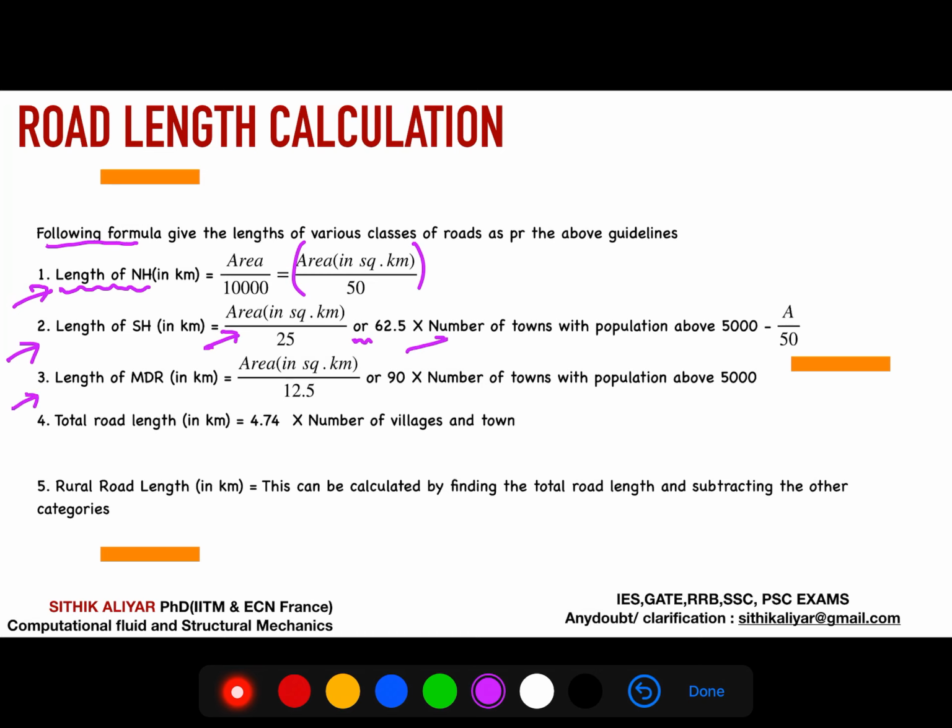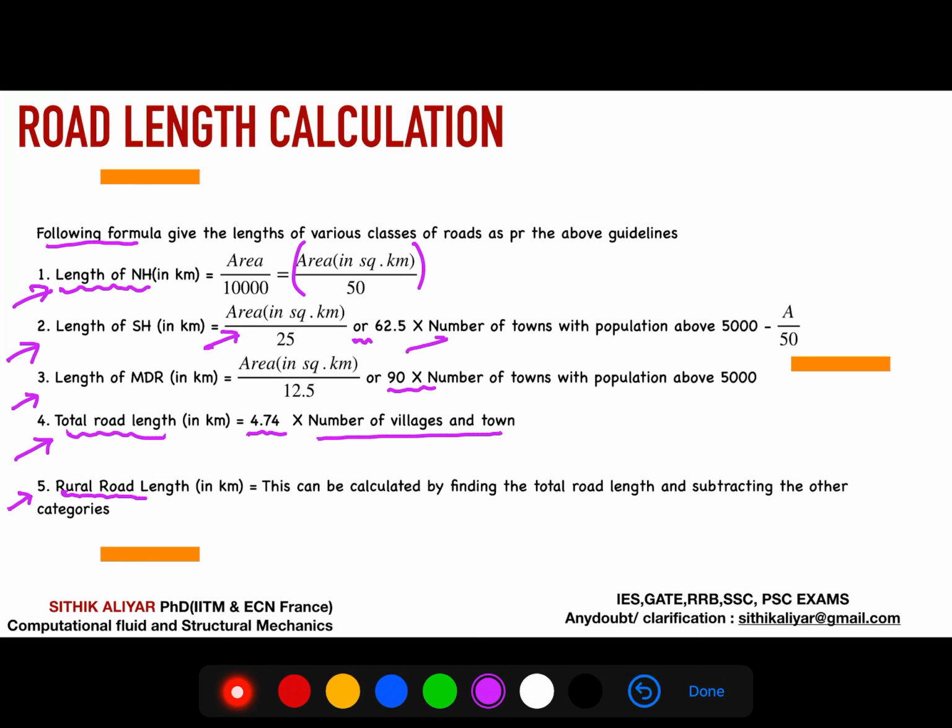Similarly, the third formula, you can put A by 12.5 or 90 into the number of towns. Fourth formula, total road. What should be the total road length? It is 4.74 into the number of villages and towns inside that area. So what is the rural road? Rural road means, in the total road, you take the total road and separate all other roads, and you will get the rural road, the very rural roads. Something like local village roads in between.